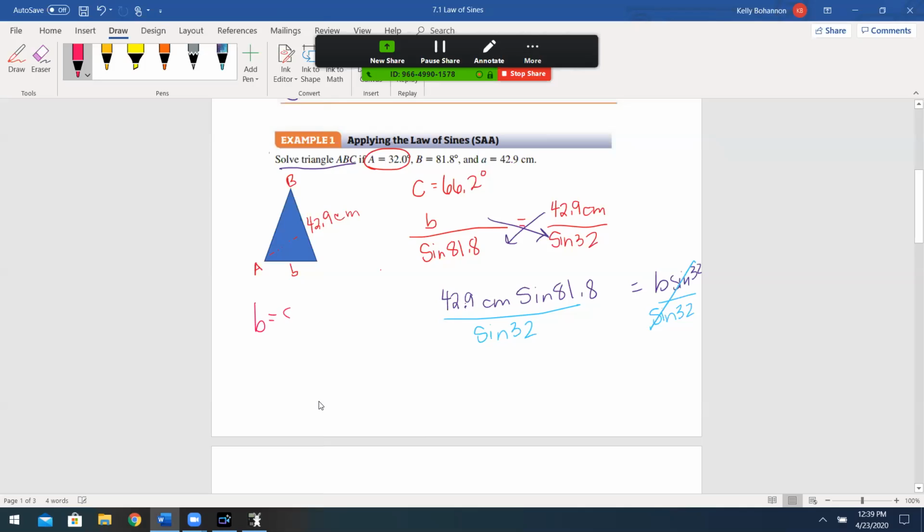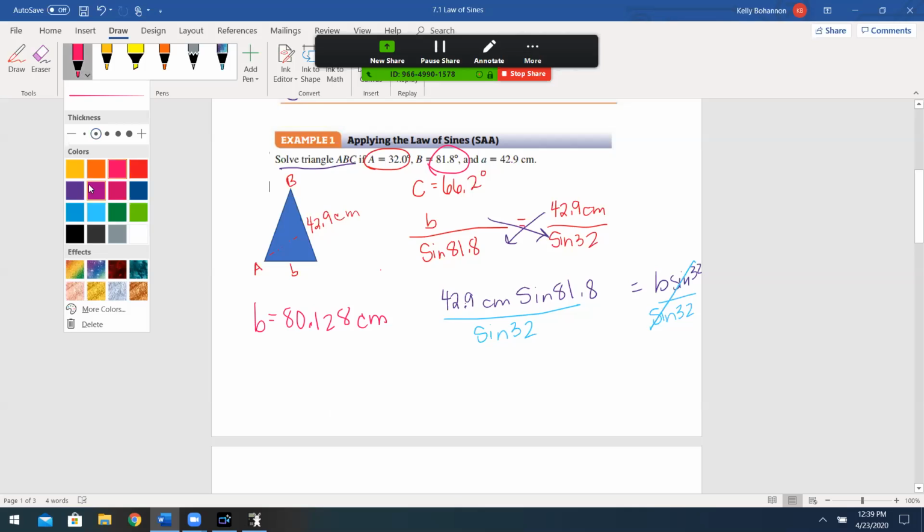So b equals 80.128 centimeters. If you think about it, that makes sense. B is a large angle, and so little b, the side of B, is going to be a larger side than side A. So now I still need little c. I have big C, little b, and I need little c.